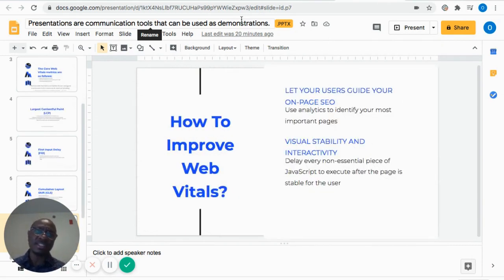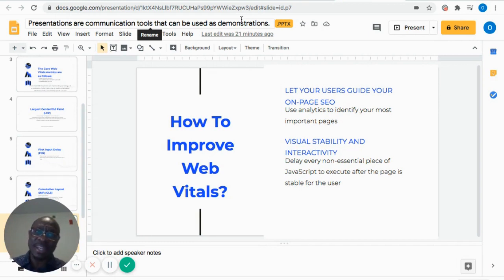The next will be how to improve these web vitals. We've talked about the challenges, the problems, and how this impacts the user's experience. So how do we improve it if you have those problems on your site? One, let your users guide your on-page optimization, search engine optimization. Like I said, when you're optimizing your site, please optimize for your users. Have your users in mind, not just the search engine.